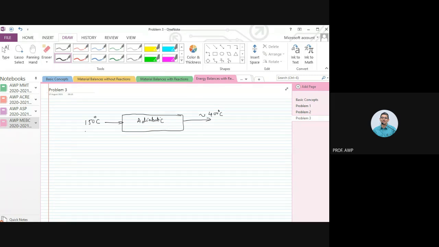Now, how am I going to get this up to 150 degrees centigrade? I have ethylene, I have oxygen, I have nitrogen. This is going to come from air. So that means these things are going to be available at around 30 degrees centigrade. Maybe the ambient temperature that day was 35.